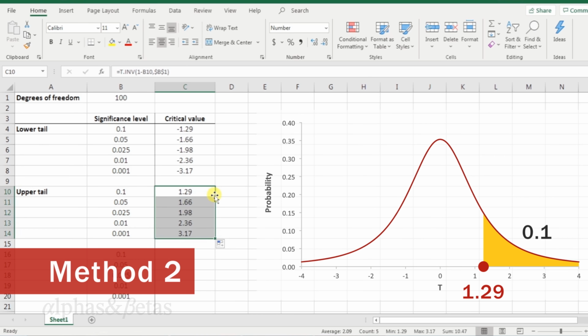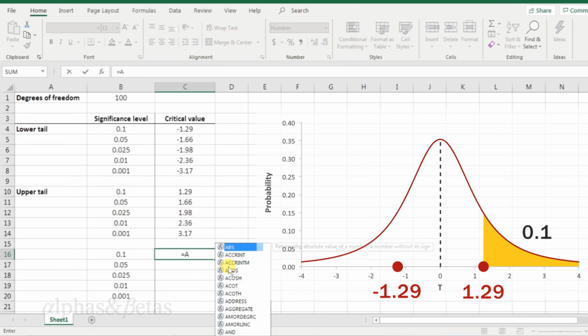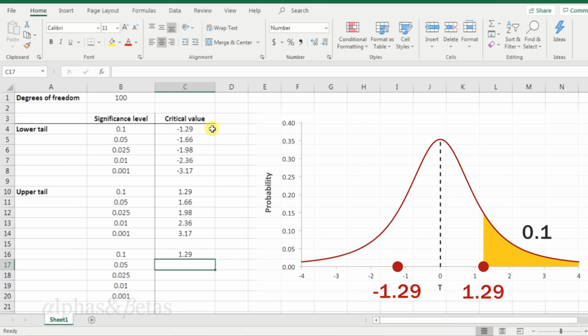Method 2. The second way is to remember that the critical value for the lower tail is symmetrical to the critical value for the upper tail, so if you already have the critical value for the lower tail, you can take the absolute value of that to get the critical value for the upper tail. Use the ABS function to find the absolute value. You can see that the two methods give the same answer.